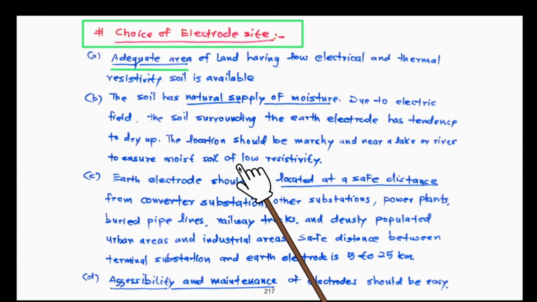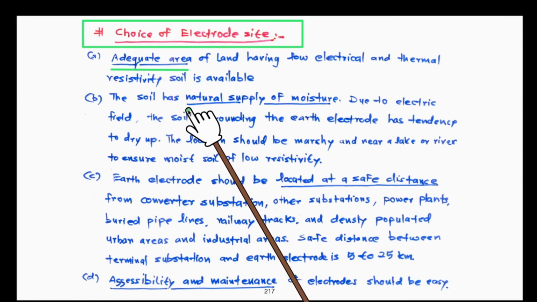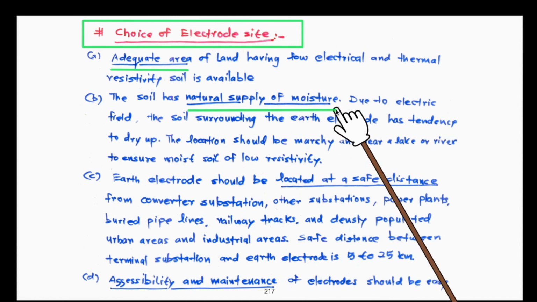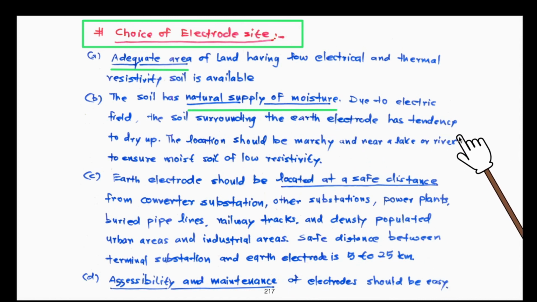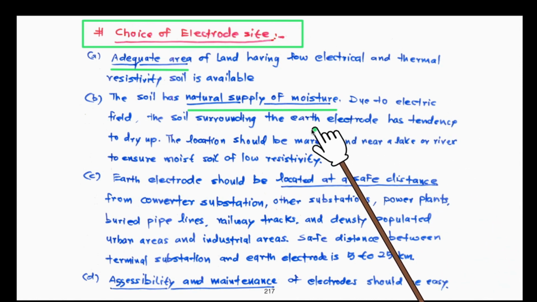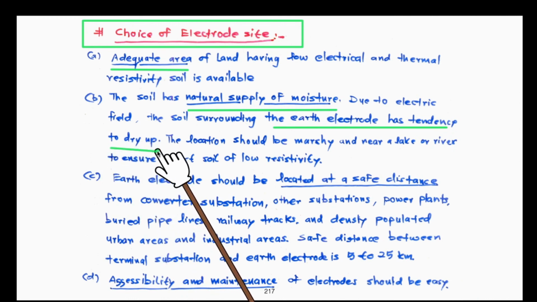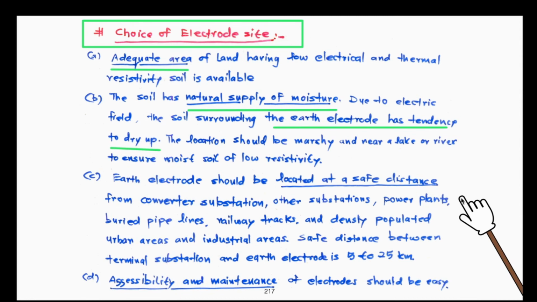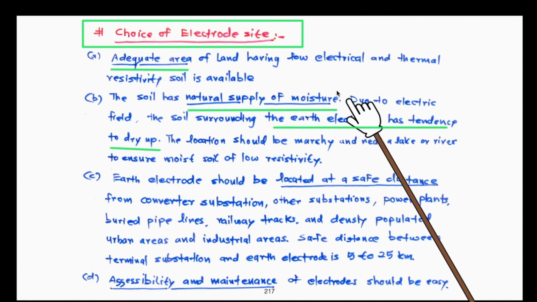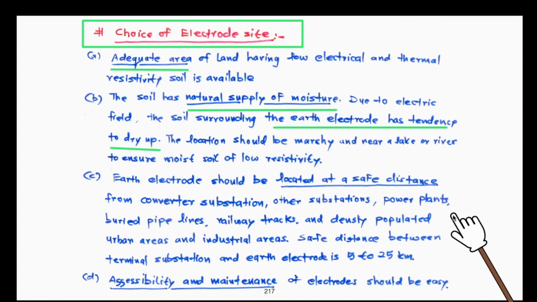Next, we have to ensure that wherever there is an electrode site, there is an ample supply of moisture, and it must be natural, maybe through a natural source like a lake, or a pond, or some riverside. As the current flows through the soil, the earth electrode has a tendency to dry up. Because of the current flow, a little heat is produced, so it has a tendency to dry. Naturally, there should be some natural supply of moisture present at the electrode site. That is the next aspect.